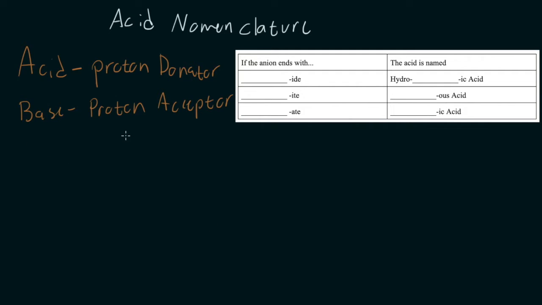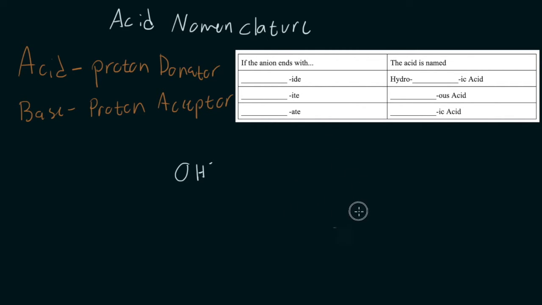Now, when we look at bases, the main base we're going to look at now is going to be the hydroxide anion. So if I see something like sodium hydroxide or lithium hydroxide, those are going to be my bases. We'll look at different types of bases later on, things like ammonia, but for now, we're just going to use the hydroxide anion to represent a base. So if you see the hydroxide anion, that would be a base.